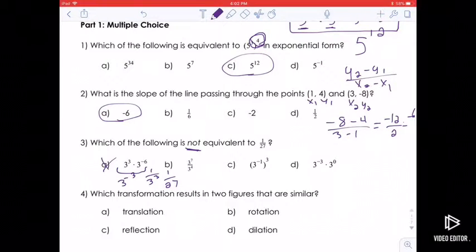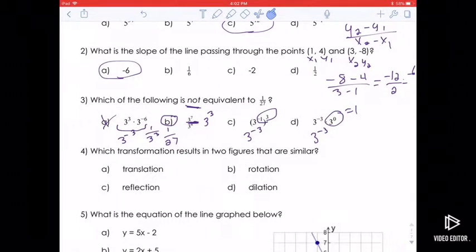3 to the 7th divided by 3 to the 4th. When I'm dividing like bases, I subtract. 7 minus 4 is 3 to the third power. There's my answer choice right there, because 3 to the third power is 27, not 1 over 27. But just look at the other answer choices. We're going to multiply these. 3 to the negative third power, which is the same as choice A. And 3 to the 0 is equal to 1, leaving us 3 to the negative third, which is the same as A and C.